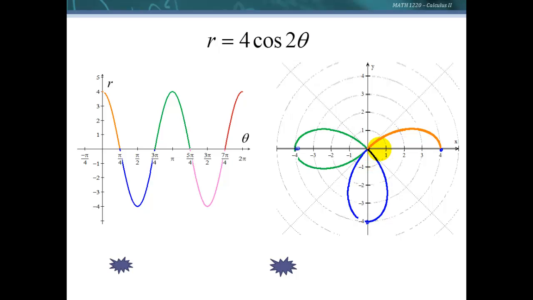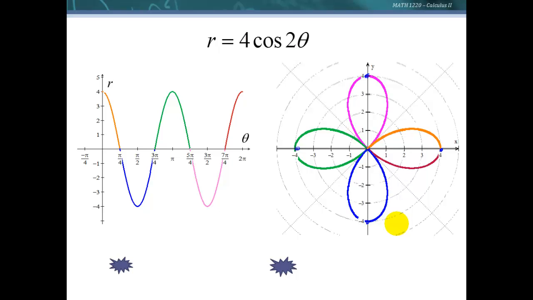So there's that piece. And then from 5 pi fourths to 7 pi fourths, these are negative again, and so even though 5 pi fourths is here, we're going to be up here in this quadrant. And we're going to trace out at 3 pi halves, we are going to be at -4. So when we're at 3 pi halves, we're going to be up here at -4. And then we're going to go back to 0. And then our last piece from 7 pi fourths to 2 pi, we go back to 4.